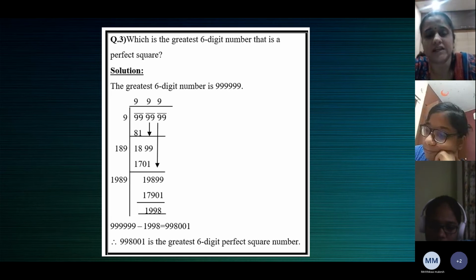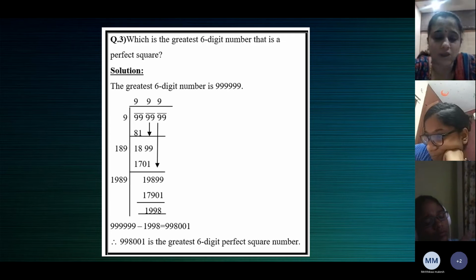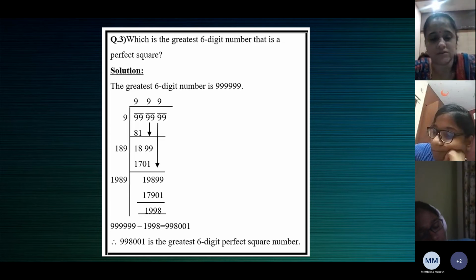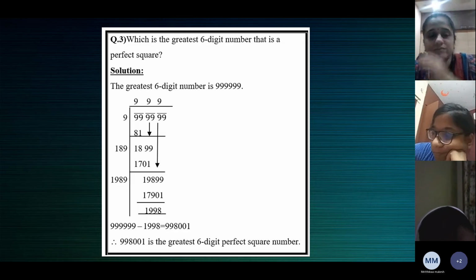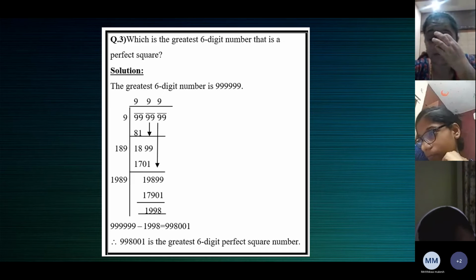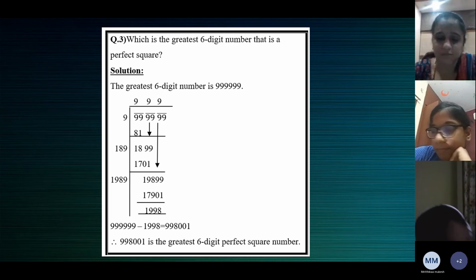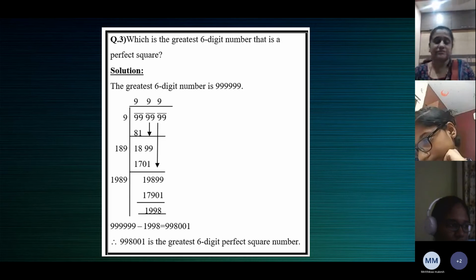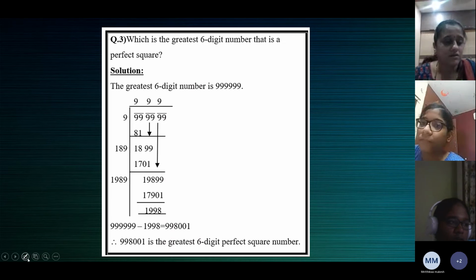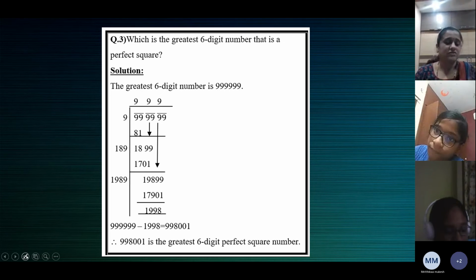So 9,99,999 is the greatest 6-digit number. Perform the long division. Whatever is the remainder, subtract it from the greatest 6-digit number. The resultant number is the greatest 6-digit number that is a perfect square. You can understand from the procedure, children.